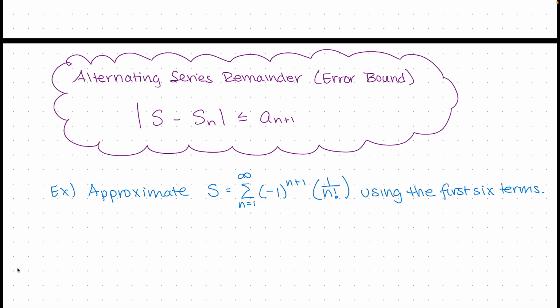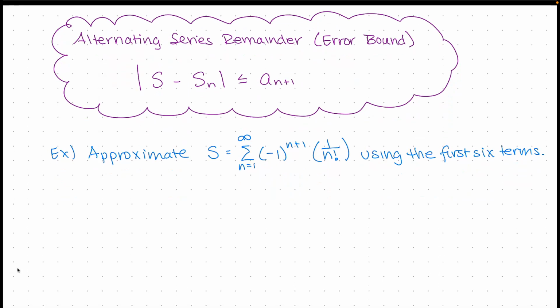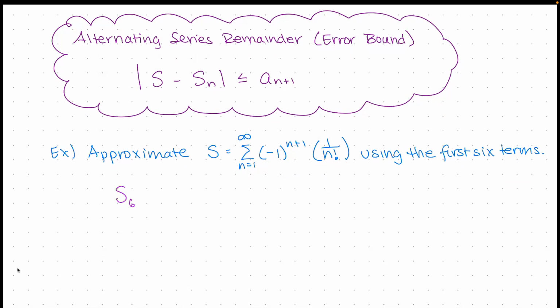All right, so first 6 terms. That's pretty straightforward. The first term we're going to start at a positive. So the 6th partial sum is starting at positive 1 over 1 factorial, then it's negative 1 over 2 factorial, positive 1 over 3 factorial, and so on, until we get to that.